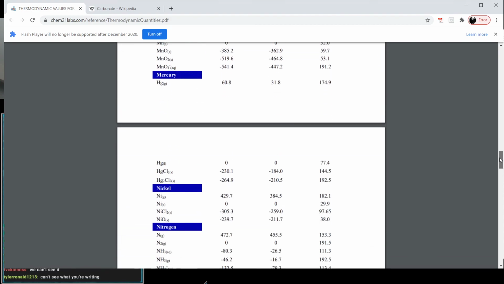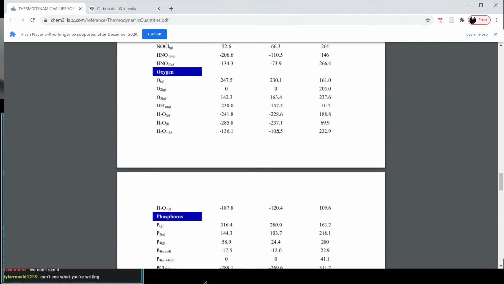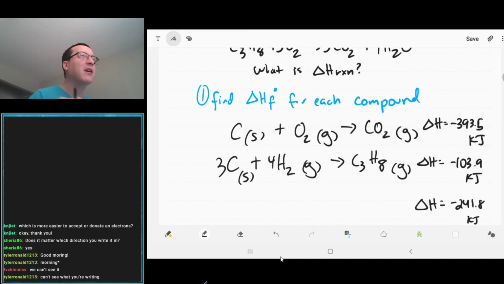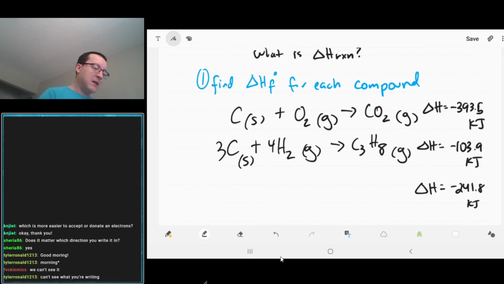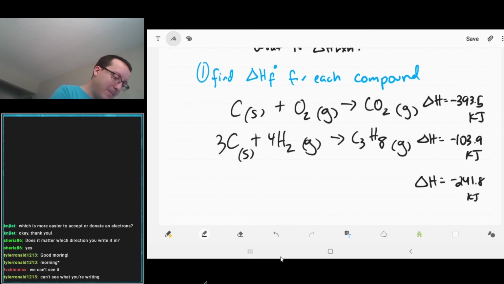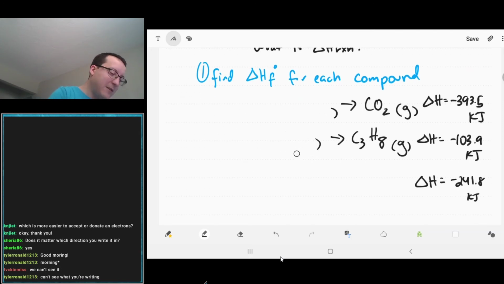Water. Where's oxygen at? Aha! Heat of formation of water is negative 241.8. I'm just going to write that here. Delta H equals negative 241.8 kilojoules. Okay, sorry, I keep forgetting that this table blocks everything. Here, I'll get rid of these so we can all do it together.